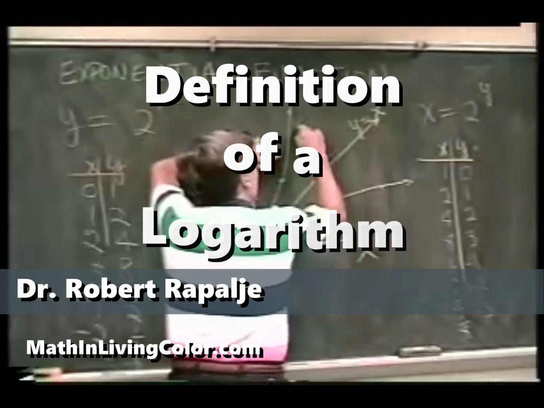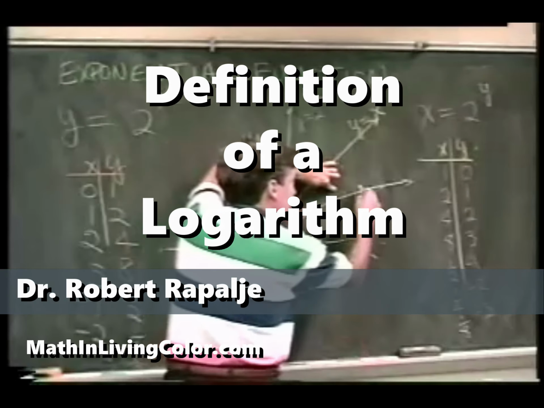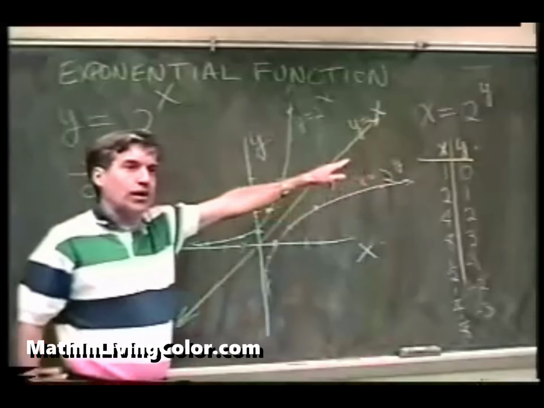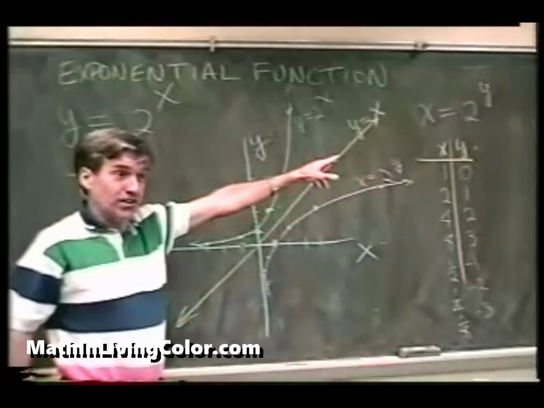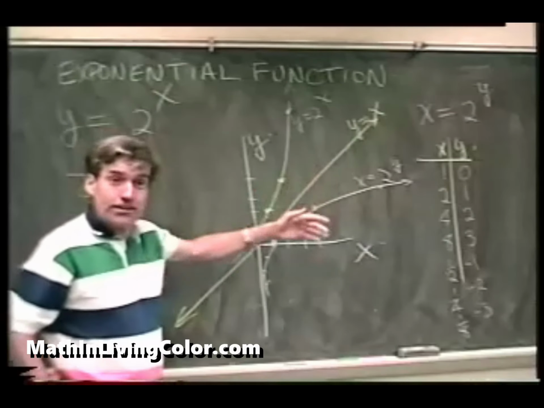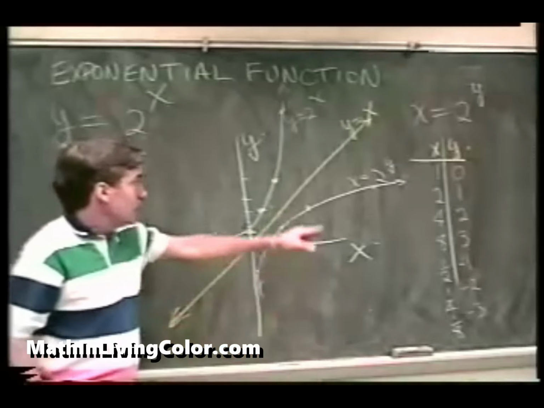This was y equals 2 to the x, and this one is x equals 2 to the y, but the big question is, how do you solve for y when y is the exponent? How can you solve for y? You can't, can you? There's nothing we've had so far that would allow you to solve for y.